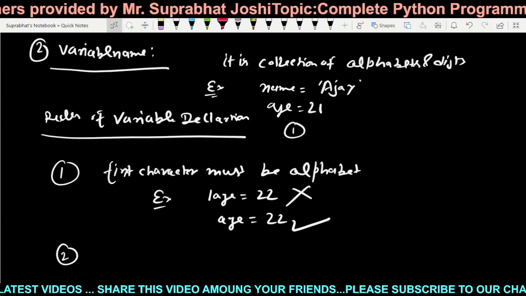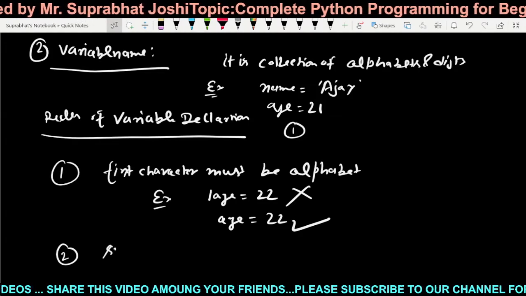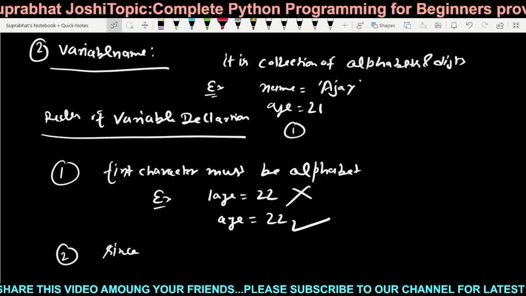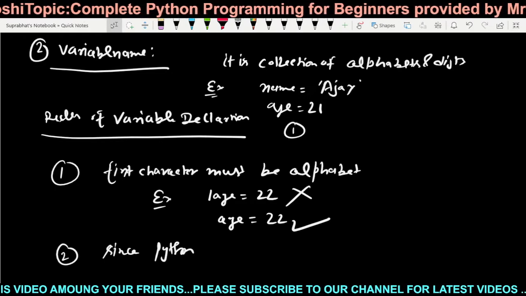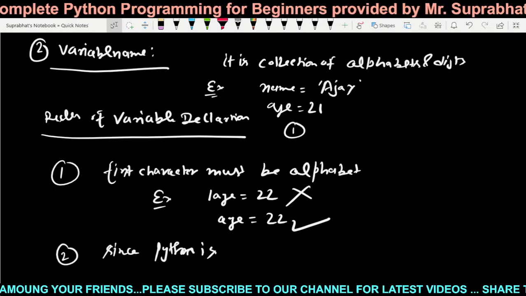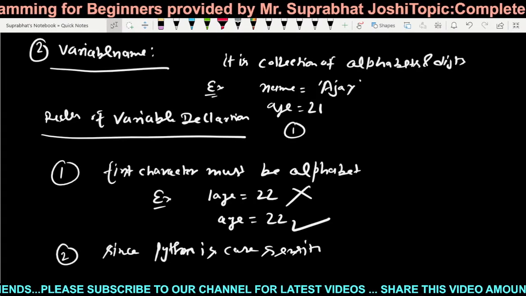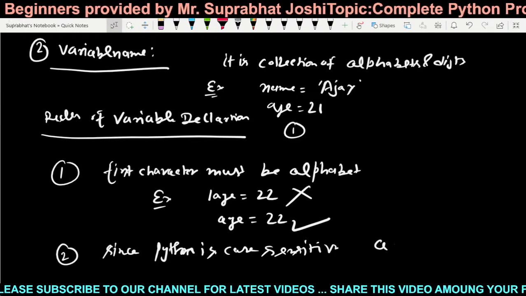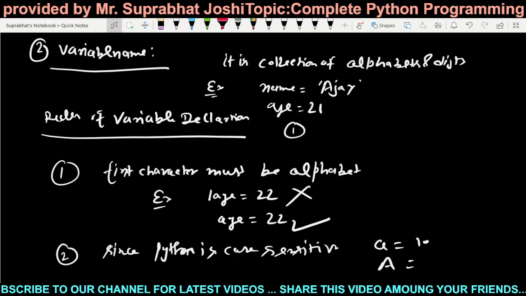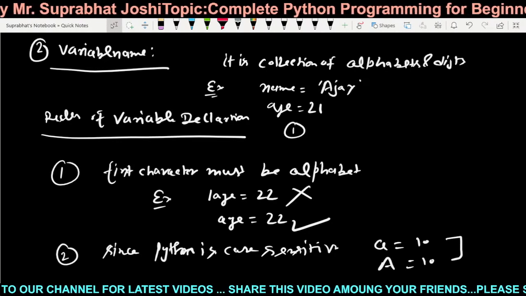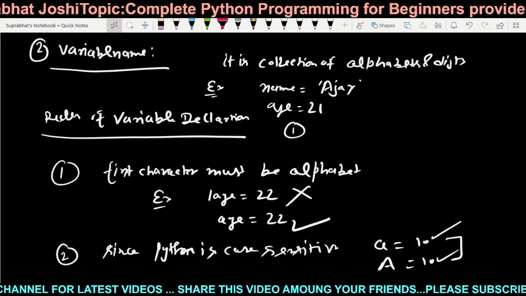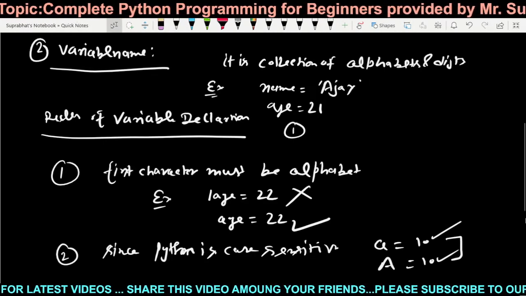Second, since Python is case sensitive, small a equals to 10 and capital A equal to 10 are both different things. Okay, you must understand this also.